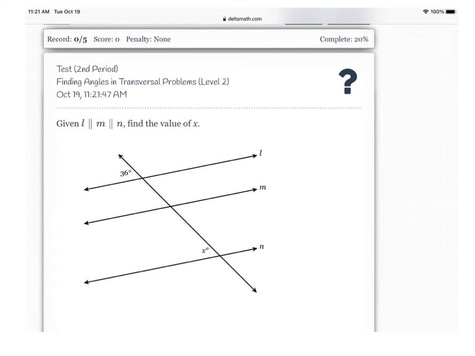Okay, so in level 2, notice it says level 2 up here. You're going to see examples where you may have 3 parallel lines. And notice, look at my directions up here. It says, given that L is parallel to M, which is parallel to N, find the value of X. So that's what this means right here, parallel. These lines are parallel. So I'm just going to highlight this line and this line because that has the information on it. And we already know they're parallel.